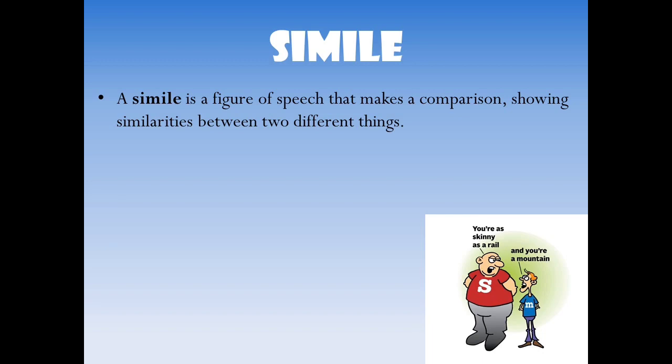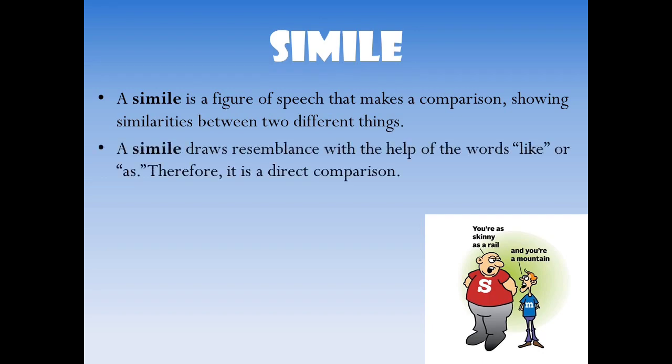Now let us see the next point. It says that a simile draws resemblance with the help of words like or as. Therefore, it is a direct comparison. So here, if the person is saying as skinny as a rail, he is directly saying to the person that, see, you are skinny and you seem to be like a person who is equally skinny as a rail, right?